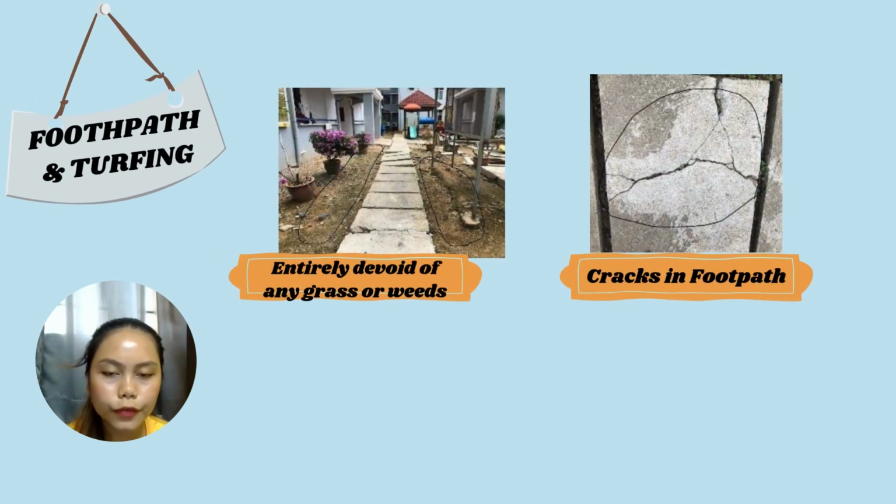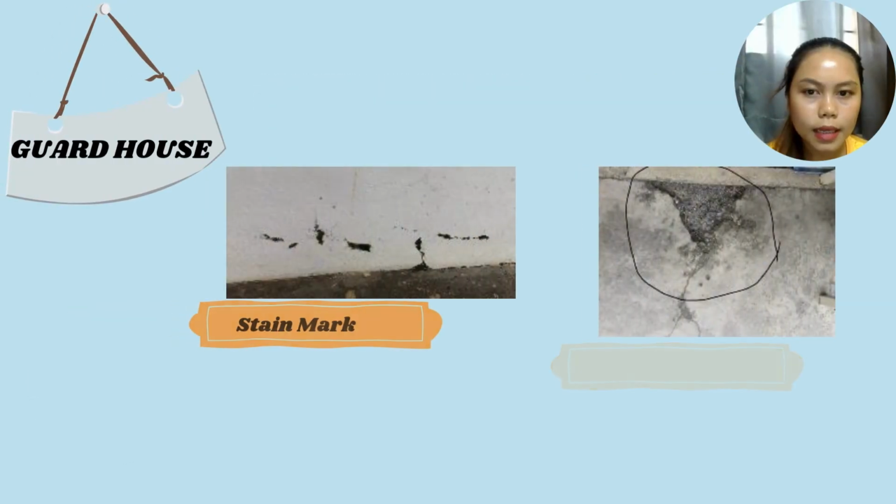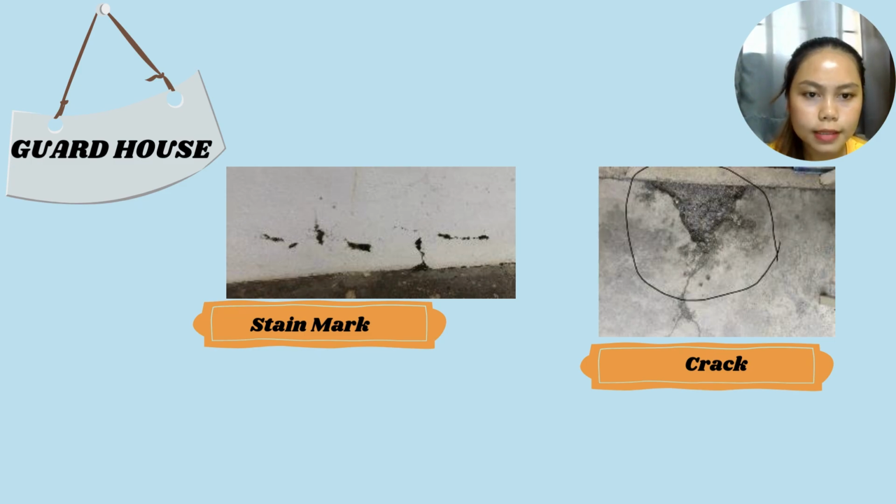The footpath and turfing were identified with defects, which are that the ground is entirely devoid of any grass or weeds, and a crack in the footpath appears across the center of the concrete slab. Other than that, the fence shows a visible sign of corrosion, and there are visible tears and holes in the mesh. In the guardhouse inspection, the wall shows visible stain marks, and there is a prominent crack running through the slab.